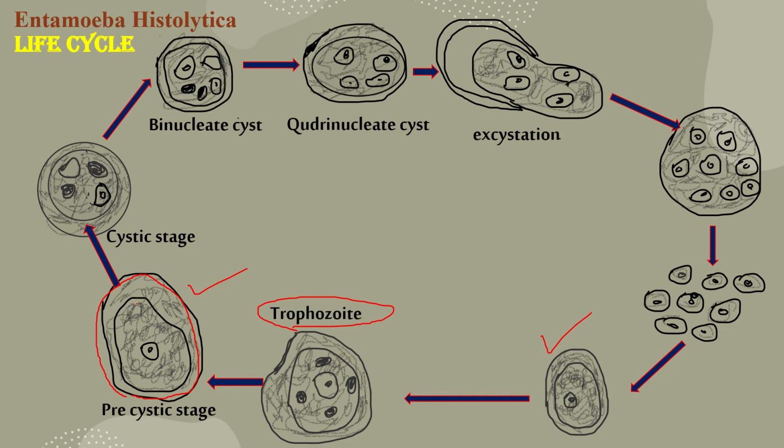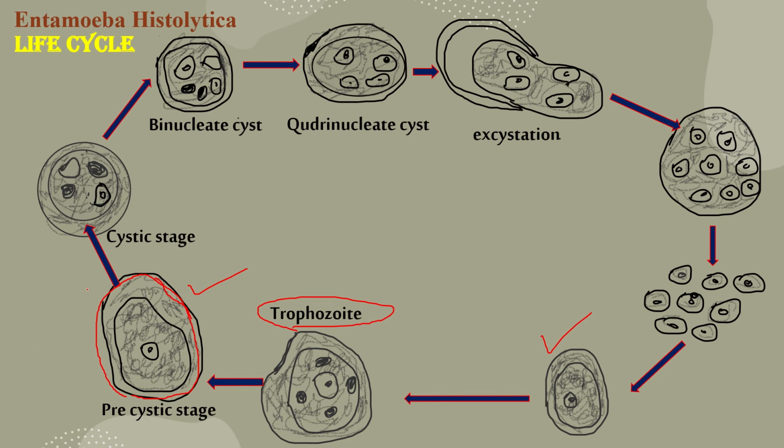Around that particular organism, the organism rounds up and secretes a thin, tough, flexible cyst wall around itself. Around the organism the cyst wall is formed, and at this stage the cyst is uninucleate.